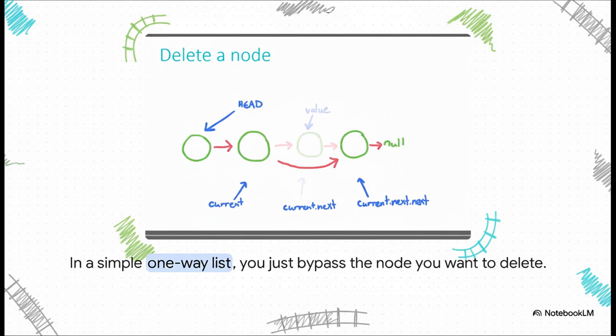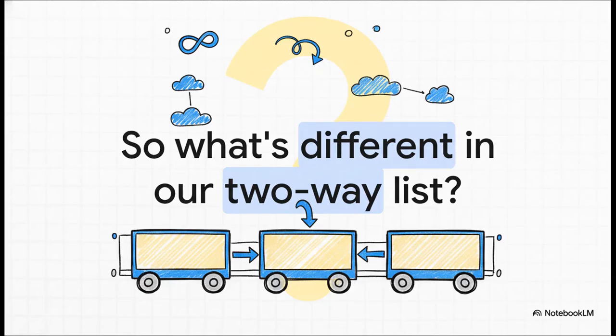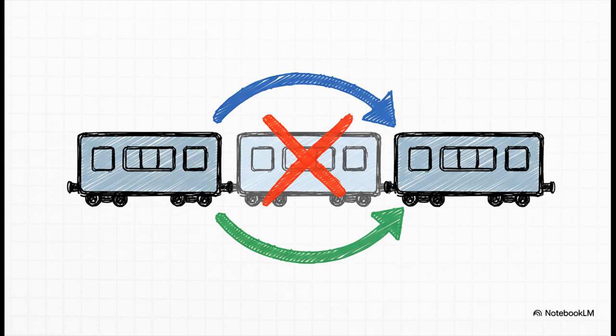You just tell the node before it, hey, just skip over this guy and point to the one after him. That's it. Pretty simple. Okay, so what's the extra step? What changes when we've got that backward-facing pointer we need to worry about? Well, the idea is pretty much the same, but with one absolutely critical extra step. We still tell the node before to skip forward, but then we also have to go to the node after the one we're deleting and update its previous pointer to point backward, completing the bypass in both directions.